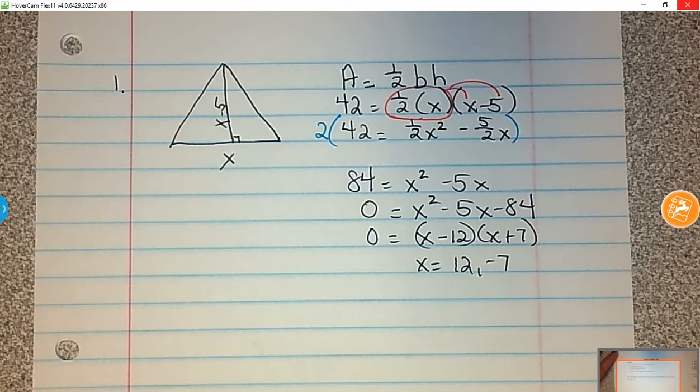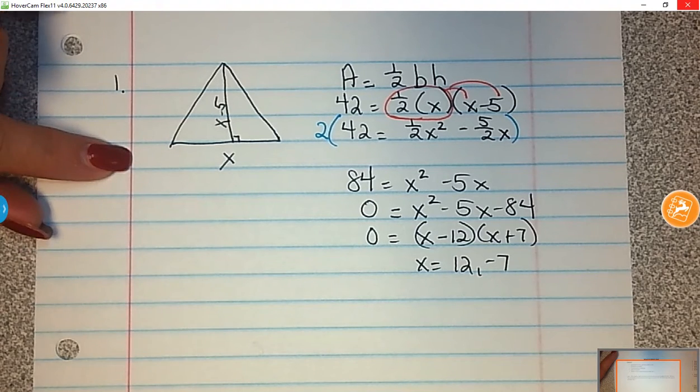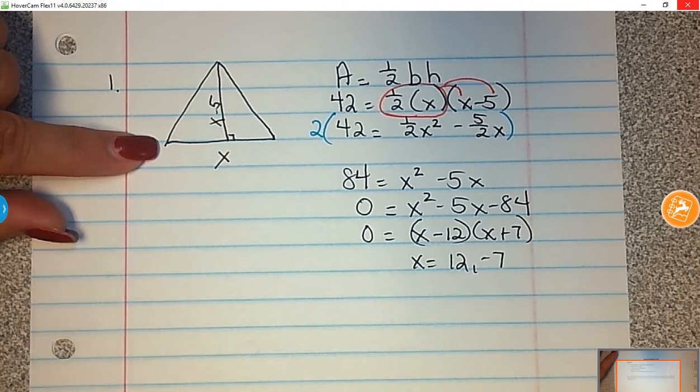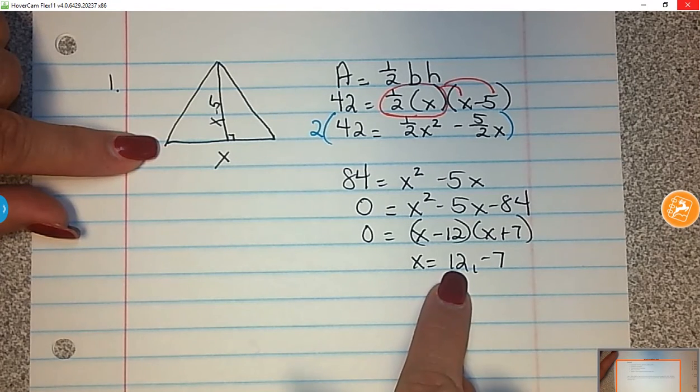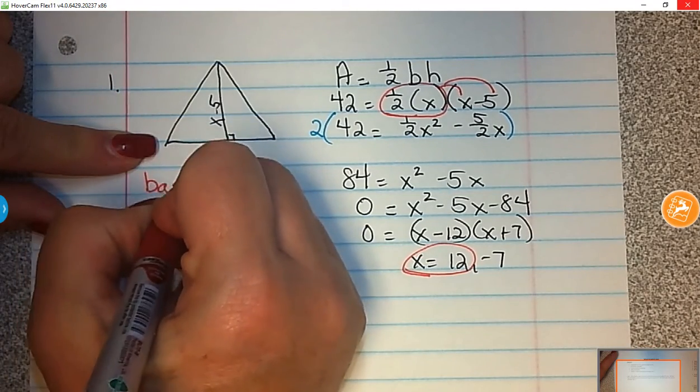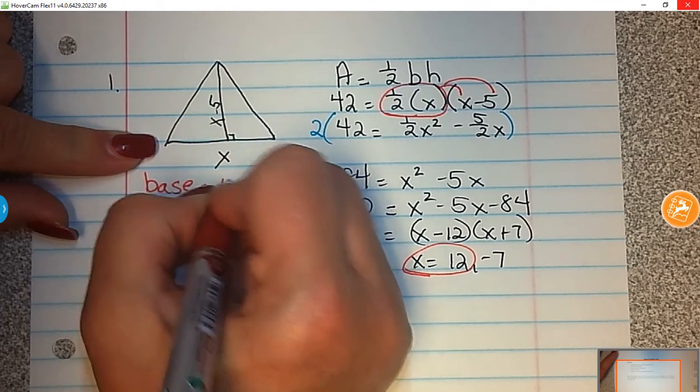I've got 2 answers, but I've got to think about what those answers mean with respect to this problem. x is supposed to be the base of my triangle. Well, the base of the triangle can't be 2 different things. So which one makes sense? Can the base of the triangle be 12 or negative 7? It has to be 12 because it can't be negative. So the base is equal to 12.